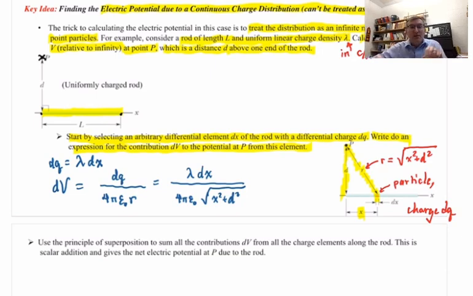Okay? All right. Now there's really only one more step. Don't have to worry about components of potential, do we? Use the principle of superposition to sum all the contributions dV from all the charge elements along the rod. This summing is scalar addition. That's one of the reasons we even talk about electric potential, because it's scalar, and scalars are good to work with. This is scalar addition, and the result will give us the net electric potential at P due to the entire rod. So here we go.